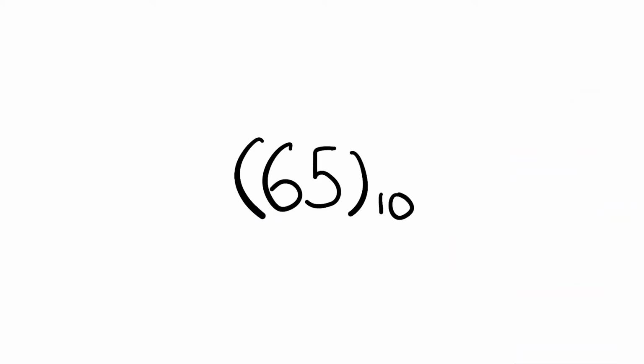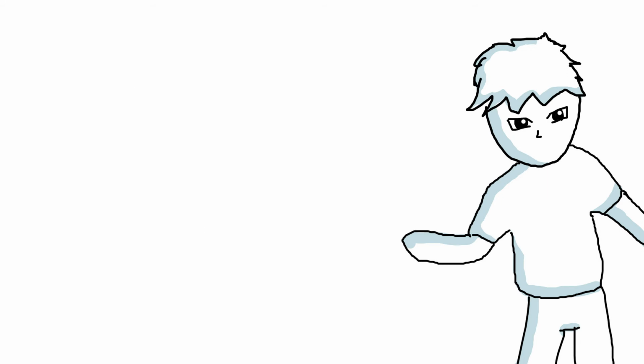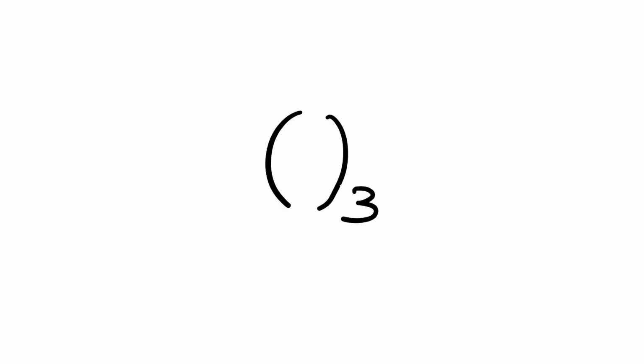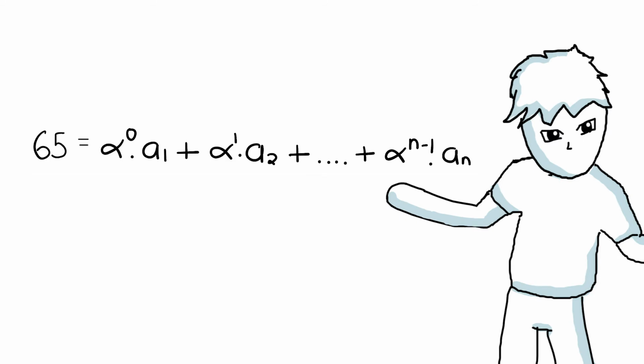So let's take the same numbers, except this time we'll be converting from base 10 to base 3. The question would be: convert 65 base 10 to base 3. So we equate the values. 65 is equal to alpha raised to 0 into a1 and so on till alpha raised to 3 into a4.